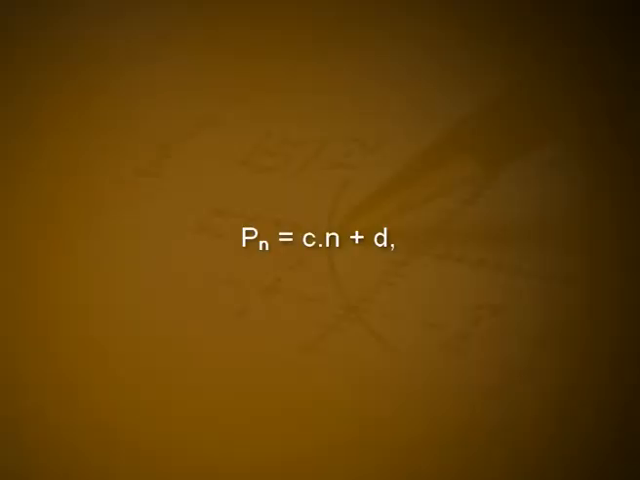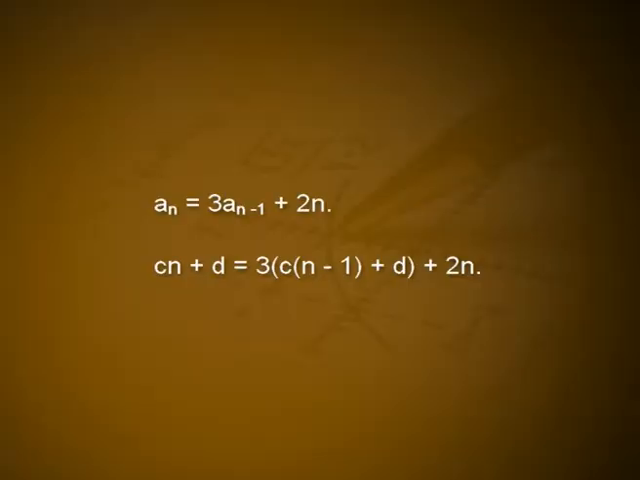We now find a particular solution. Because f of n is equal to 2n is a polynomial in n of degree 1, by this theorem, the particular solution is a linear function in n. Say pn is equal to c into n plus d, where c and d are constants. It should satisfy the recurrence relation. Then the equation an is equal to 3 into an minus 1 plus 2n becomes cn plus d is equal to 3 into (c into (n minus 1) plus d) plus 2n.